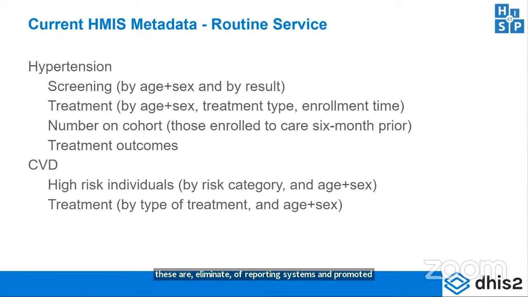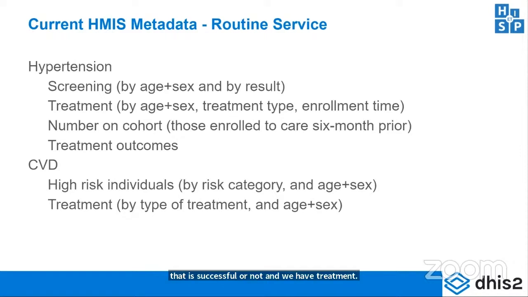Currently, as I said earlier, we have 10 indicators, but when we come to the actual data collected, we have about 29 of them. Regarding hypertension, we have screening data. We have two data elements, one segregated by age and sex, the other one by result. We have treatment data being collected by age and sex, by treatment type, and by enrollment type. We have the number of cohort, those enrolled in care 6 months prior. The government wants to follow if the treatment is successful or not. And we have treatment outcomes.